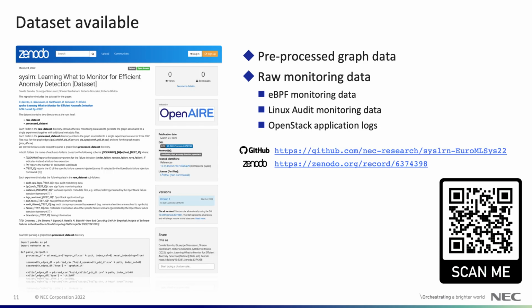Finally, we release our dataset to enable the community to evaluate additional anomaly detection methods. The dataset includes the preprocessed graph data, but also the raw monitoring data from eBPF and Linux audit, and also all the OpenStack application logs. You can find the link also included in the paper.